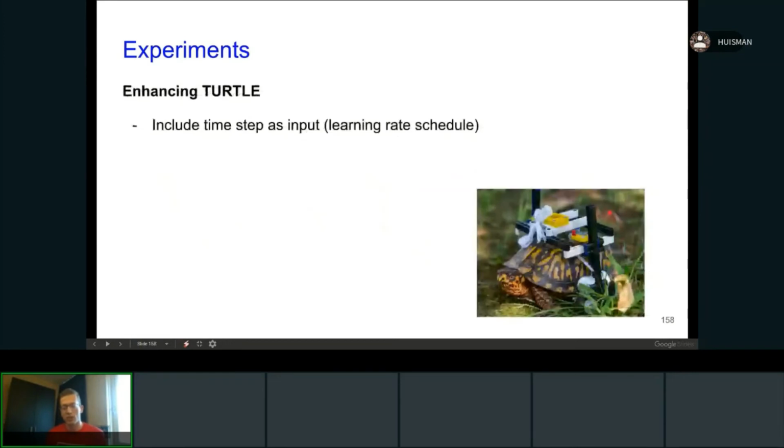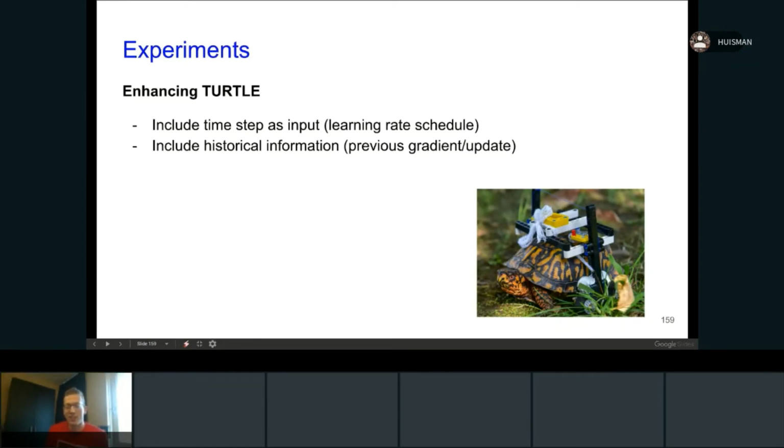So we actually tried out 4 ideas to do this. The first is to include a time step as input to this meta network, because this could allow it to learn a kind of learning rate schedule. The second idea is to include some sort of historical information. So even though this meta network is fully connected and has no state, we can still put a state in there. It is kind of cheating by giving this as an additional input to this meta network.